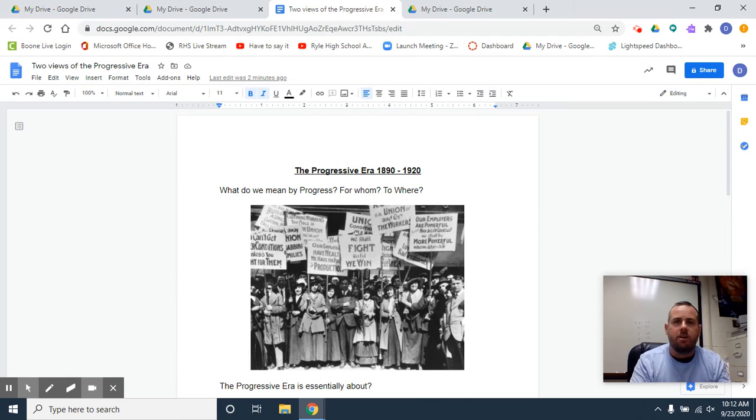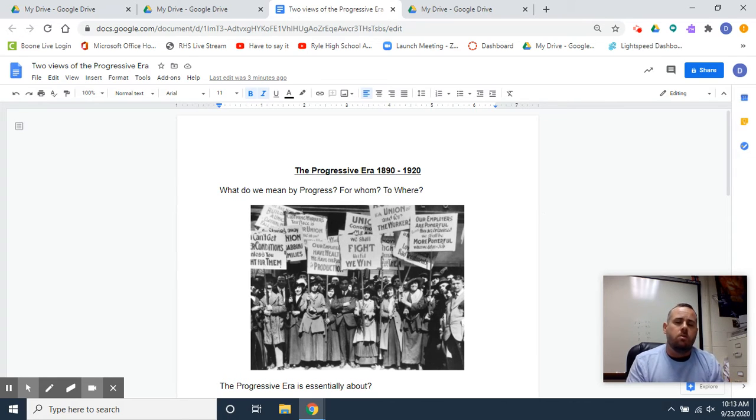But when we look at this era from 1890 to 1920 and we say progressive era, I think the important question is, what do we mean by progress? For whom and to where are we trying to get to? If you think about it, the Gilded Age was an era of progress. Lots of technological inventions and innovations, the growth of the megacity. America became a world leader in industry and production and manufacturing.